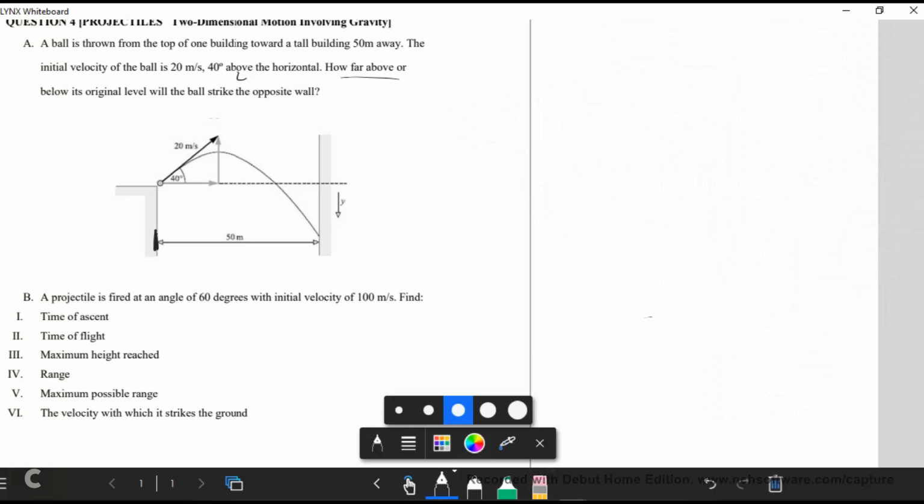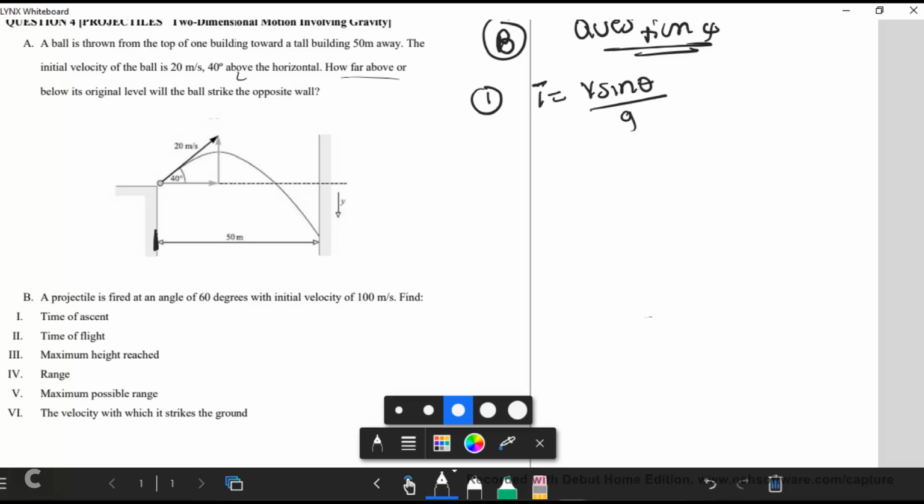So let's do B. That's question 4B. They're saying time of the set. So how do we find the time of the set? The time of the set is the time of the starting point. It's supposed to be v sine theta over g, like that. Then what's the speed at which this was thrown? That's 100. Then sine 60 over 9.81, like that.